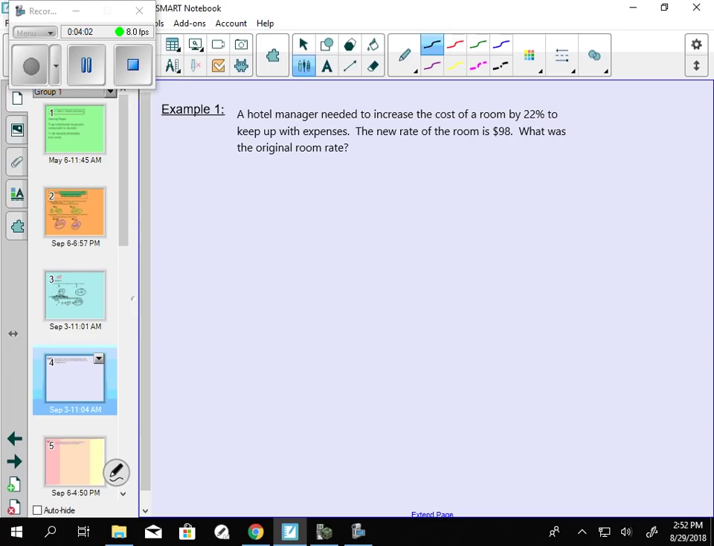The hotel manager needed to increase the cost of a room by 22% to keep up with expenses. A big key word in this problem is the word increase. Since we are increasing by a percentage, we need to know what we're starting at. And you always are starting at 100%. So if we take 100% and increase 22%, that means we are going to be at 122% of what we started with. The new rate of the room is $98. What was the original room rate?